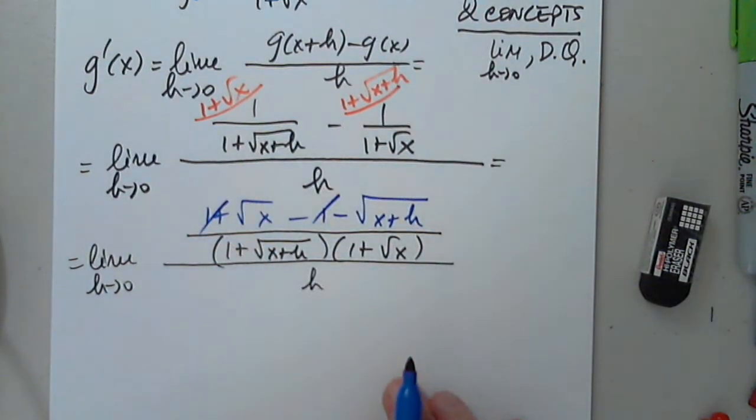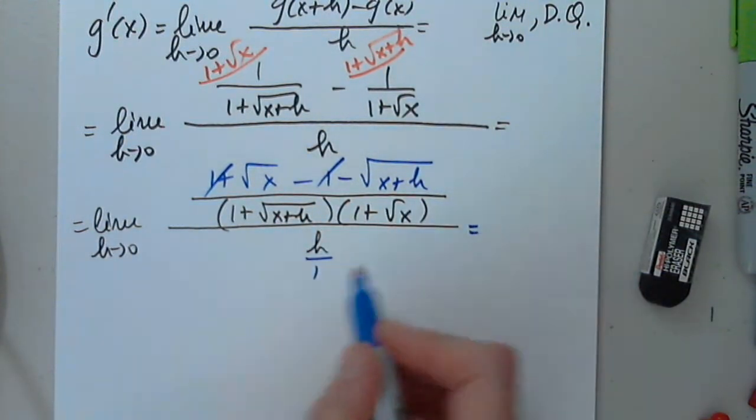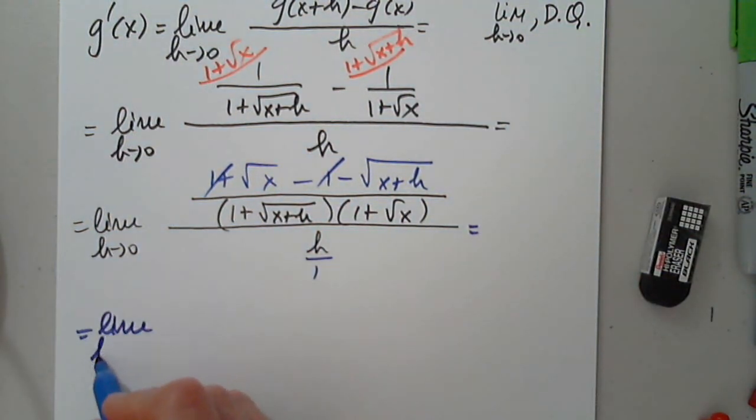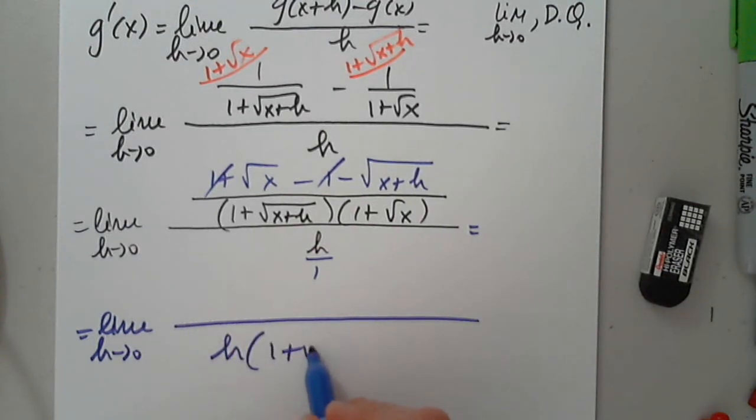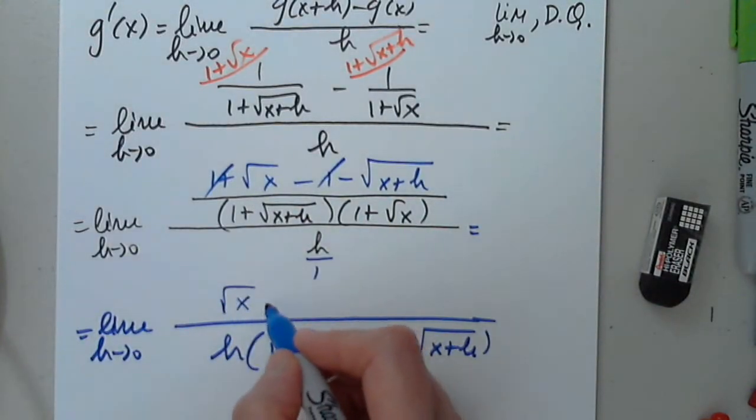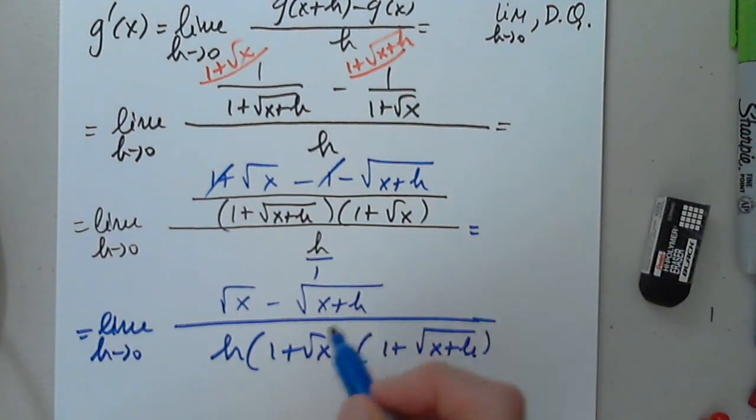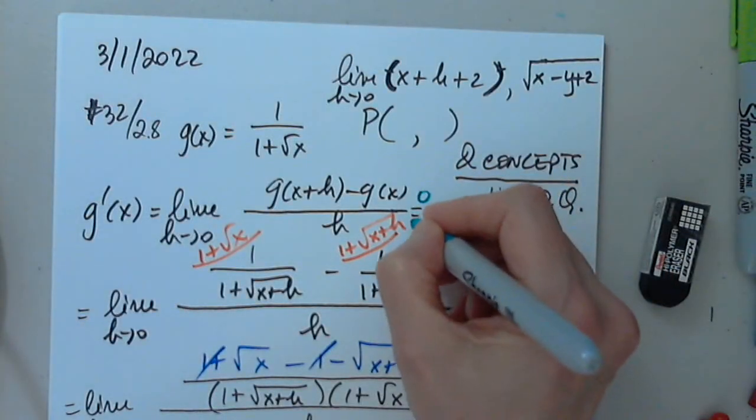Luckily, these two go away. And this is h over 1. I'm going to flip. So this is the limit as h approaches 0 of h times (1 plus the square root of x)(1 plus the square root of x plus h), and the numerator is the square root of x minus the square root of x plus h. What I didn't say, and I want to go back and say it, is that this is definitely 0 over 0.